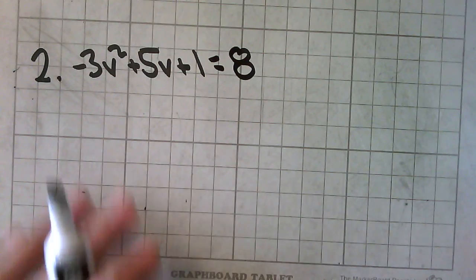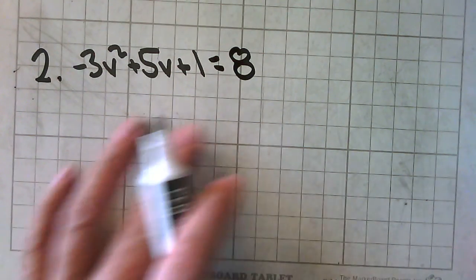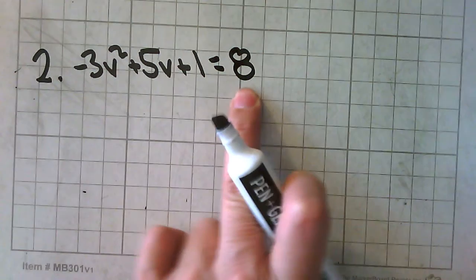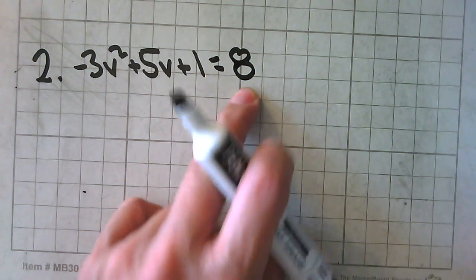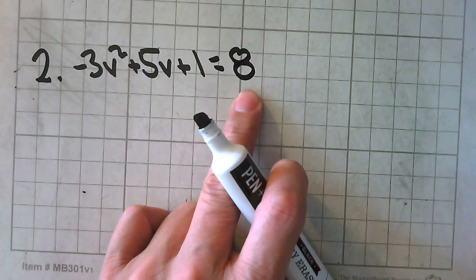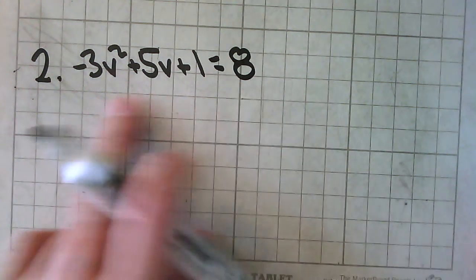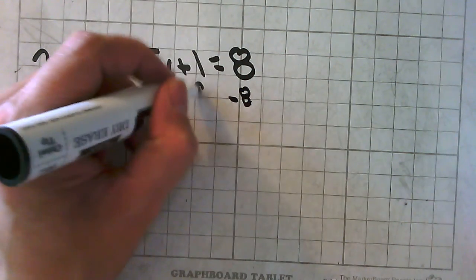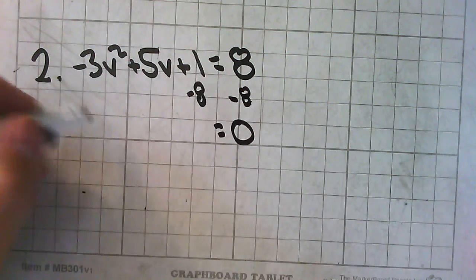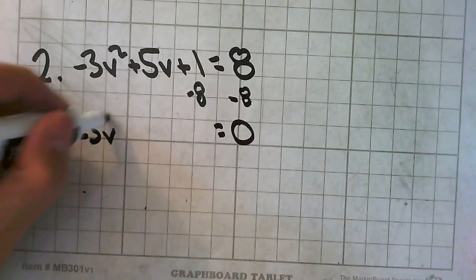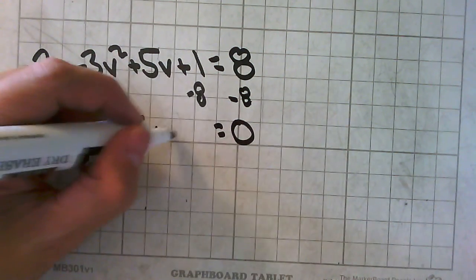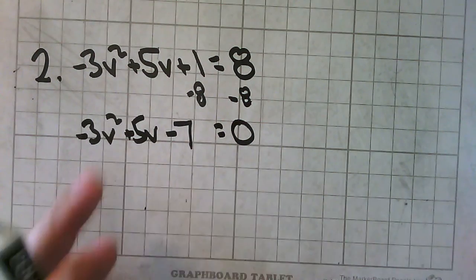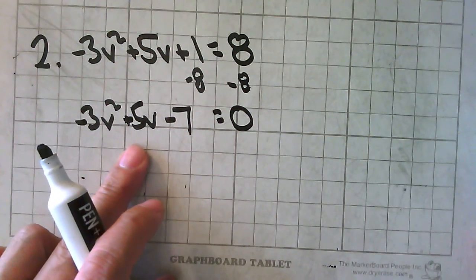Okay, here's a second example. I'm going to speed up a little bit. So notice we have an 8 here. We need one side to be a 0 if we're going to be solving using the quadratic formula or finding the discriminant. So first thing we have to do here is subtract 8 from both sides. Now we have the equation negative 3v squared plus 5v minus 7. This is what we're going to use for a, b, and c now.